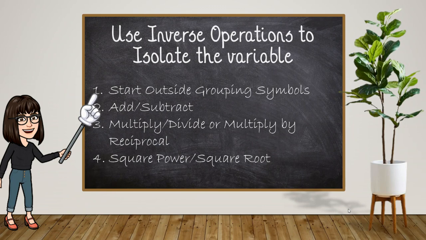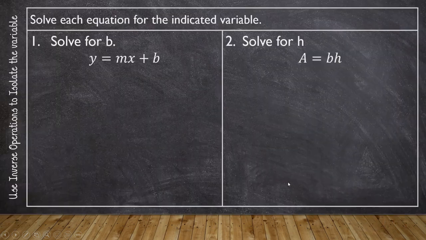So you make sure you start outside of grouping symbols if there are any, and then you want to do adding or subtracting. Whichever one is with the variable, you'll do the inverse. And then multiplying or dividing, which are inverse operations. Whichever one is with the variable you're trying to isolate, you do the inverse. And then if there's a square power, the inverse operation is a square root. And vice versa, if there's a square root, you'll use square power. These are operations that cancel each other out.